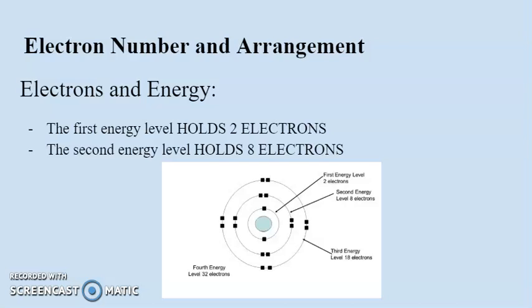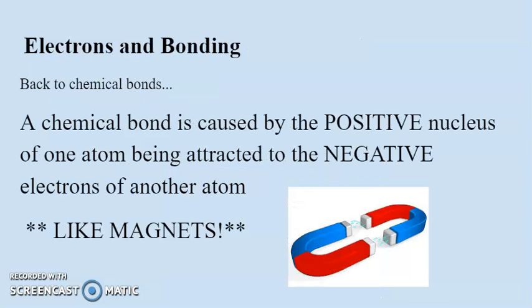Moving on, the next 2 bullet points we went over is that the first energy level holds 2 electrons and the second energy level holds 8 electrons, as you can see here. Once that first level fills up with 1, 2, it moves on to the next one and it fills up 8. And I did demonstrate in class how these are drawn when we went over the Lewis dot diagrams. It's just a nice little review.